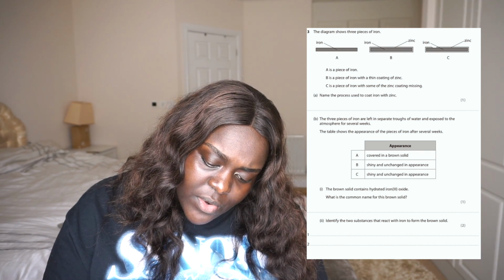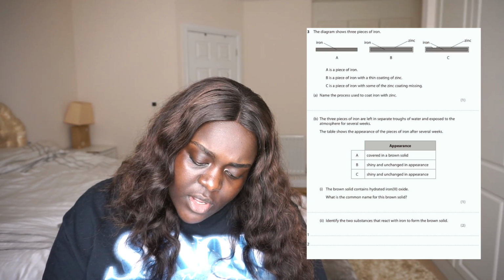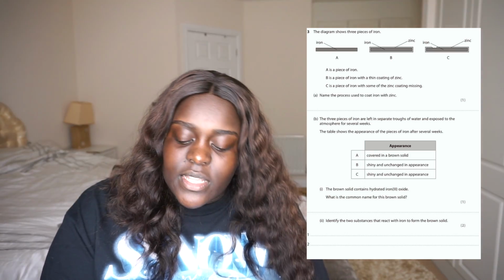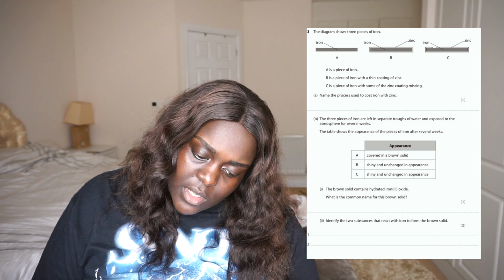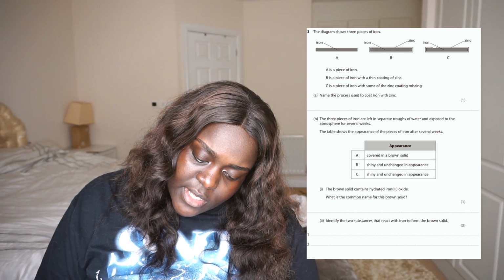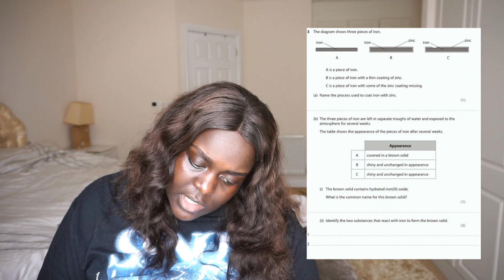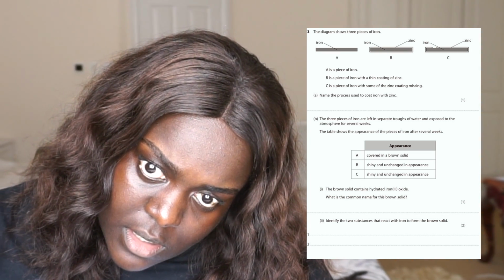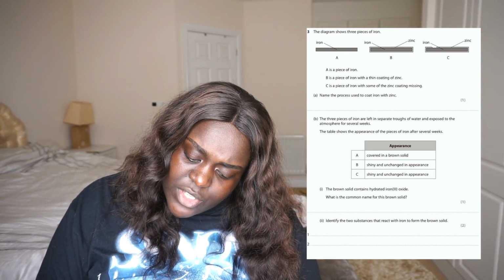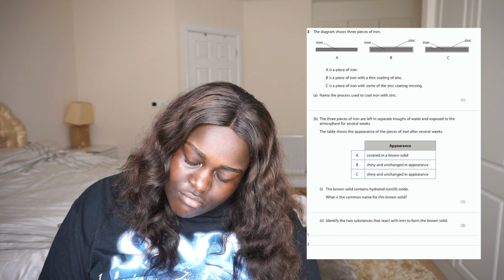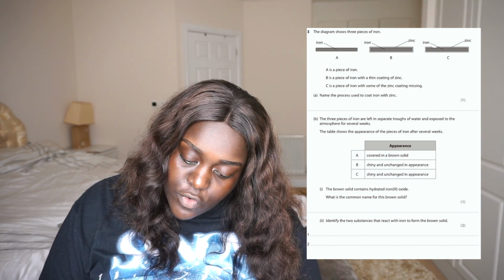Iron with a thin coat, with a piece missing. Name the process used to coat iron with zinc. See, this one I know is galvanizing. 3 pieces left. The brown solid contains hydrated iron(III) oxide. What's the common name for this brown solid? Rust. Identify the two substances that react with iron to form the brown solid.